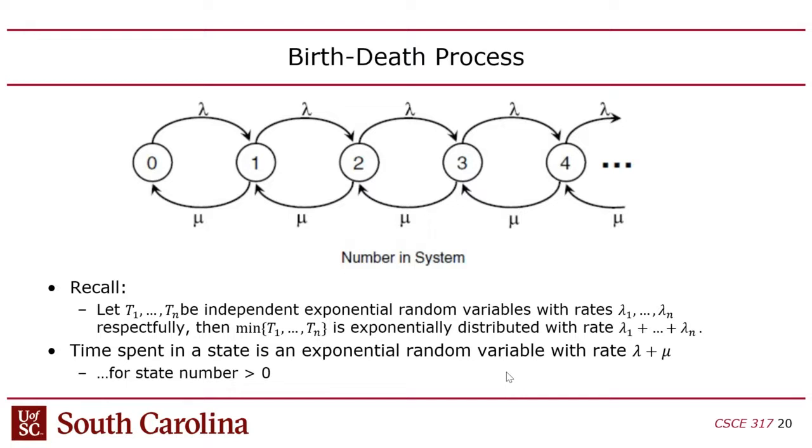State zero. State zero only has one exiting transition. You can't have less than 0 customers. So state 0 is an exception here. But for any state that's not 0, you have lambda coming out, you've got mu coming out. Lambda is adding a customer, mu is subtracting a customer. So the amount of time you spend in a state is expected to be a random variable with rate lambda plus mu. So now you can see how we're applying this property of exponential distributions to this birth-death process.